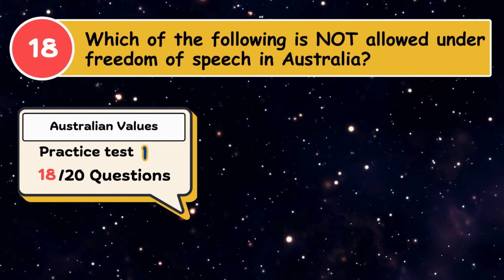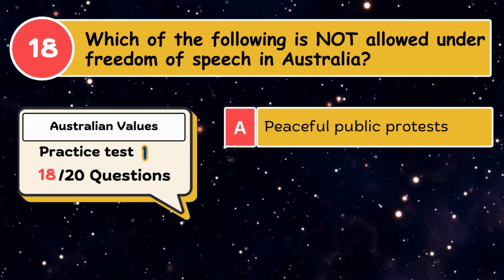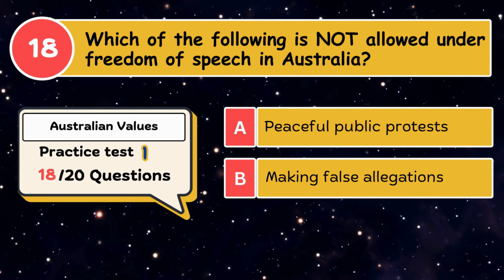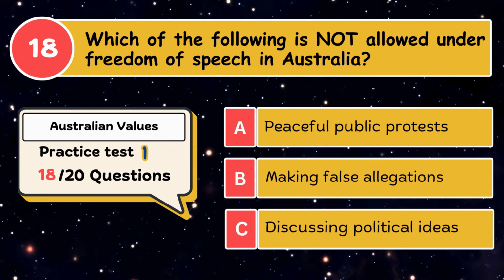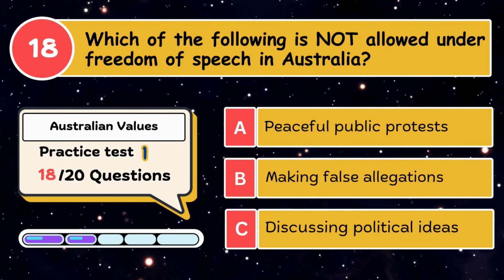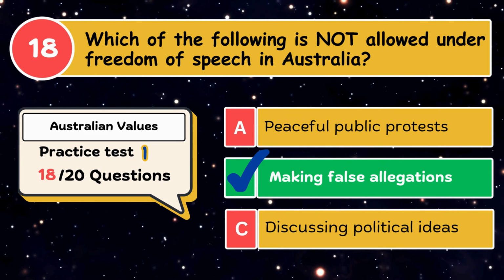Which of the following is not allowed under freedom of speech in Australia? A. Peaceful public protests. B. Making false allegations. C. Discussing political ideas. The correct answer is making false allegations.